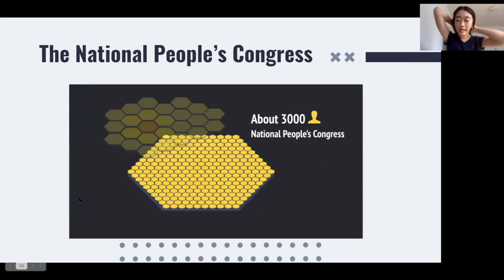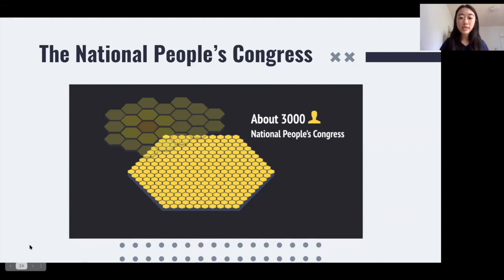And then the next layer after that is the National People's Congress. And this has about 3,000 delegates. And these people are elected from all across China. But even though these people don't have to be a part of the Chinese Communist Party, almost all of them are. So essentially this entire upper government structure is made up of people from the Communist Party. Their main job is to write laws and supervise the government. They're essentially the top governing body of the Chinese government.